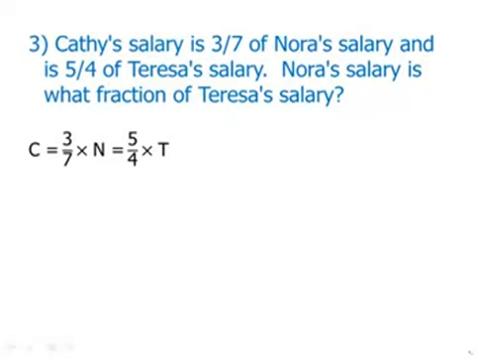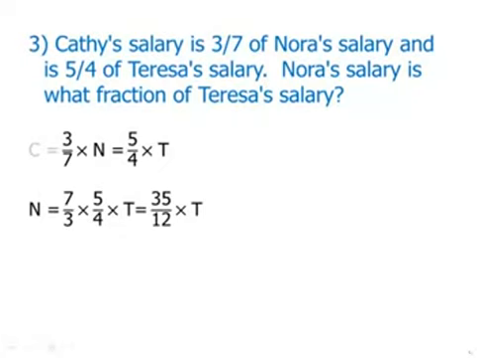Now notice that the question is asking us to relate Nora and Teresa's salary. So really, C is irrelevant. Really, that part of the equation drops out. And we just want to compare Teresa and Nora. And we want Nora's salary is what fraction of? So we want Nora by herself, and we want a fraction times Teresa. So to get Nora by herself, we have to multiply by the reciprocal of 3/7. That would be multiplying by 7/3. That would get N by itself. We just multiply, and we get the fraction of 35 over 12.